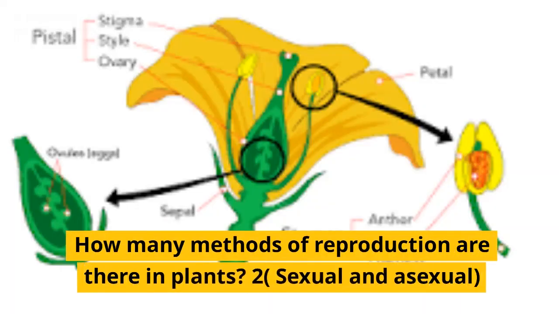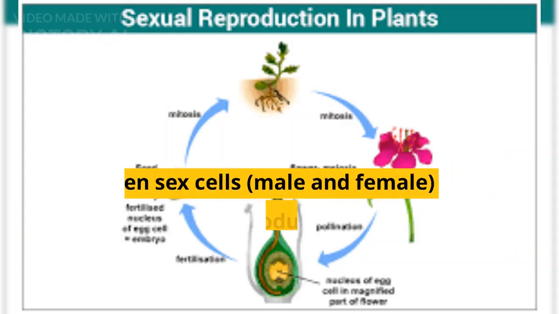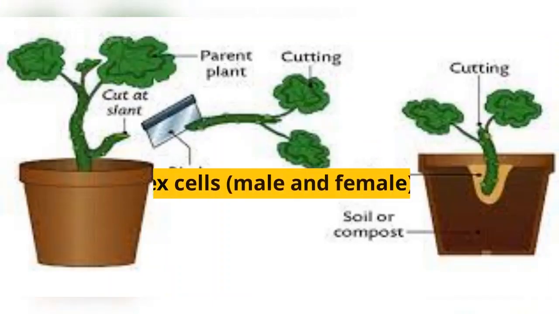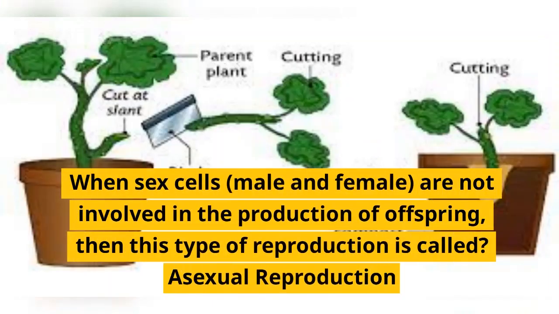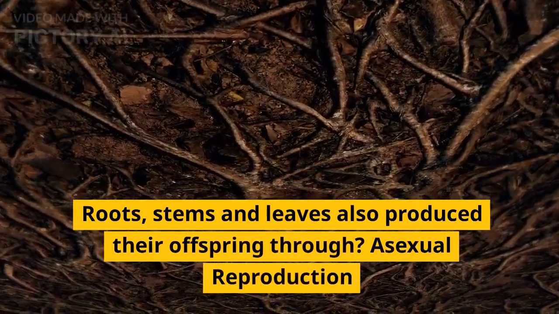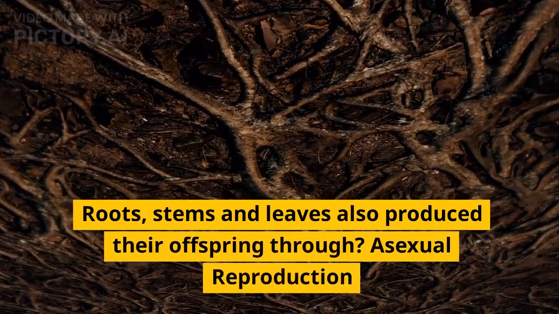How many methods of reproduction are there in plants? Two. Sexual and asexual. When sex cells, male and female, are involved in the production of offspring, then this type of reproduction is called sexual reproduction. When sex cells, male and female, are not involved in the production of offspring, then this type of reproduction is called asexual reproduction. Roots, stems and leaves also produce their offspring through asexual reproduction.